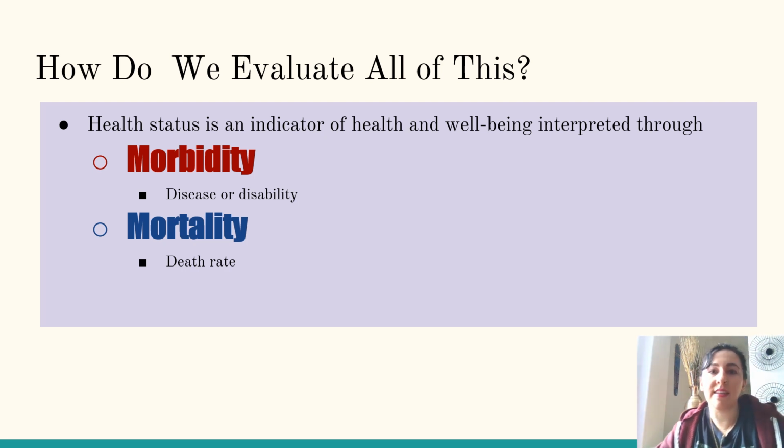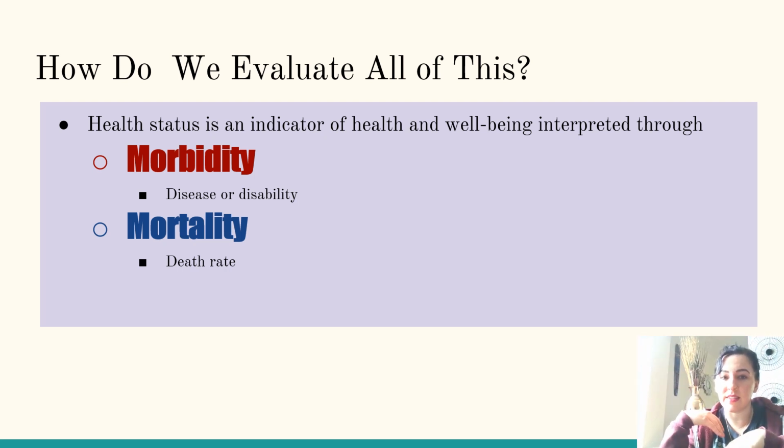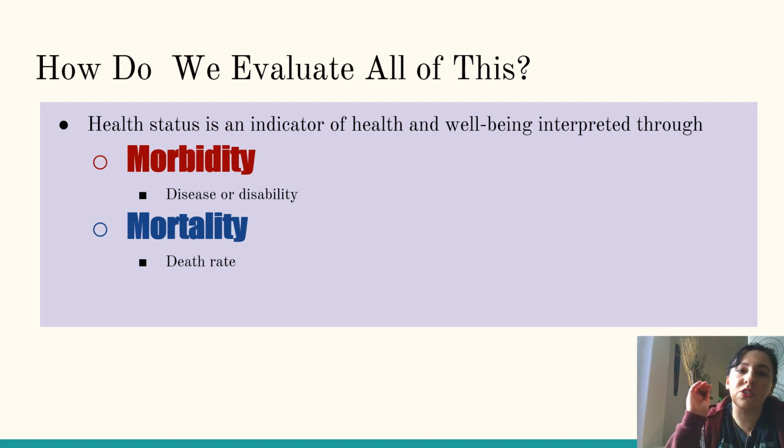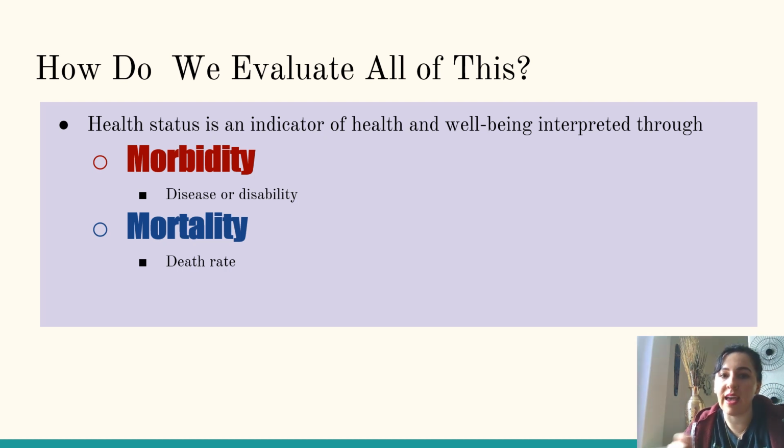Now we're going to look at how, in public health, we even evaluate the health of a population. There are a couple of different things they do to figure out exactly how healthy or not healthy a population is. Some of the things we can do is measure morbidity, the level or rate of disease or disability permeating a population. And then we have mortality, which is the death rate. I'm pretty sure you already understand what that means.